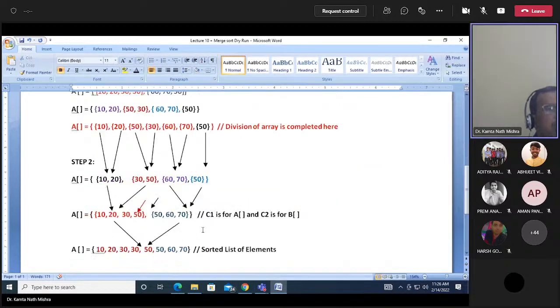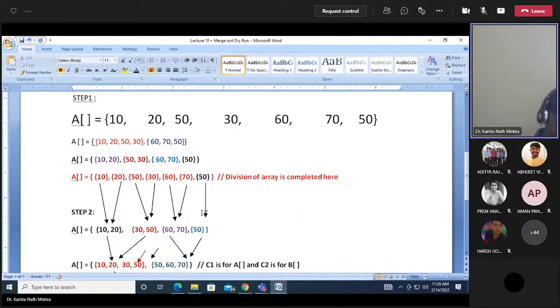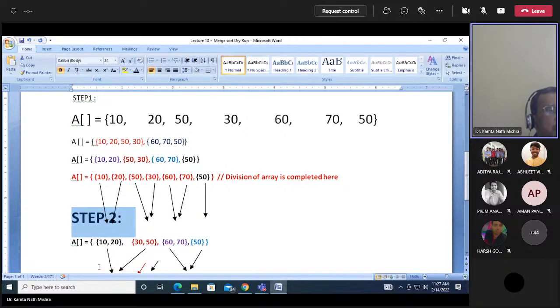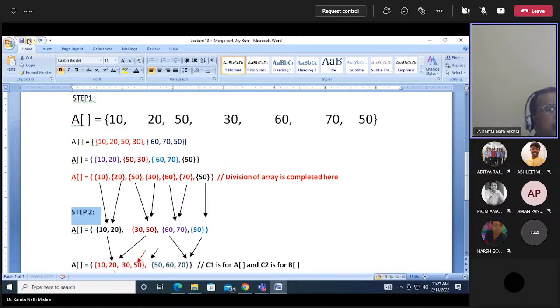Now, what are we doing? Step 1 is over, because what we were doing in step 1 was dividing the array into sub-arrays, and we stop the division when each array independently has only 1 element. It means that at that stage, step 1 is over. Now we are moving to step 2.